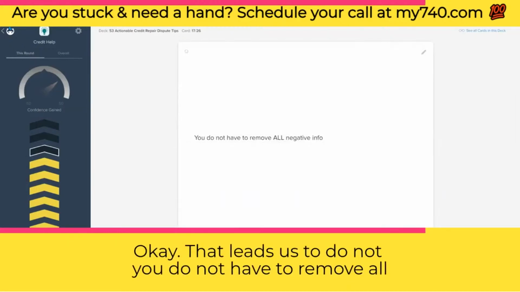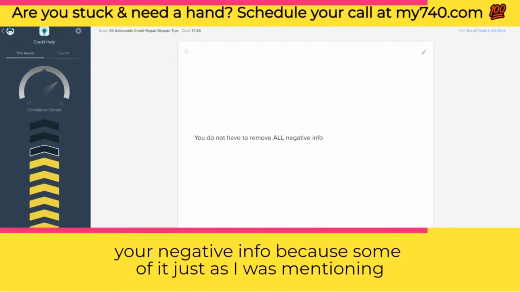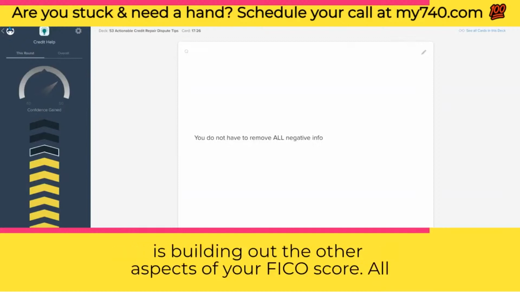Okay. That leads us to: you do not have to remove all your negative info, because some of it, just as I was mentioning, is building out the other aspects of your FICO score.